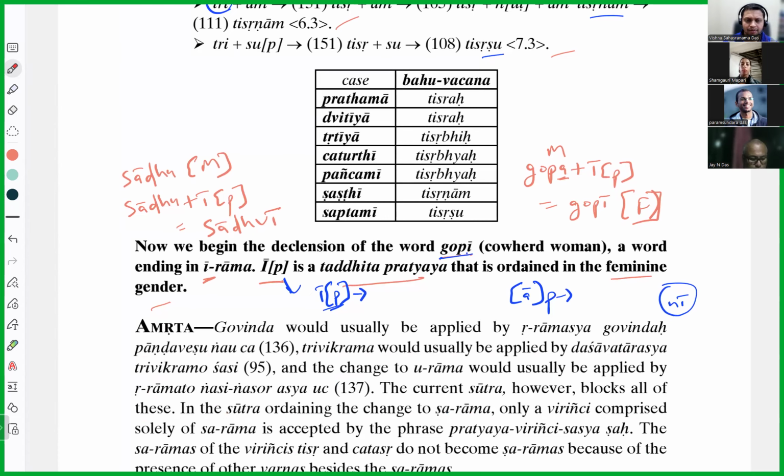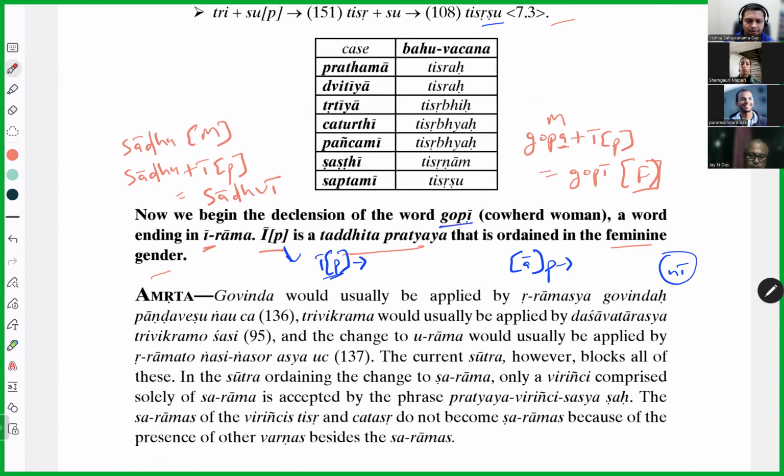Then the next word is Gopi. This is Trivikrama Ramanta Shabda. Gopi actually ends with this pratyaya called Eep, which is a Tadhit pratyaya. Just like in Radha, the pratyaya was Aap, the Pa is gone. Similarly in Gopi, this E is actually Eep, which is a Tadhit pratyaya applied to make a word into a feminine word.